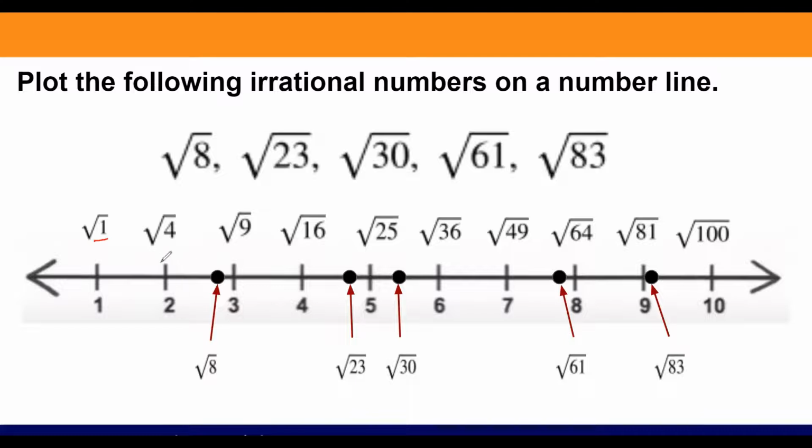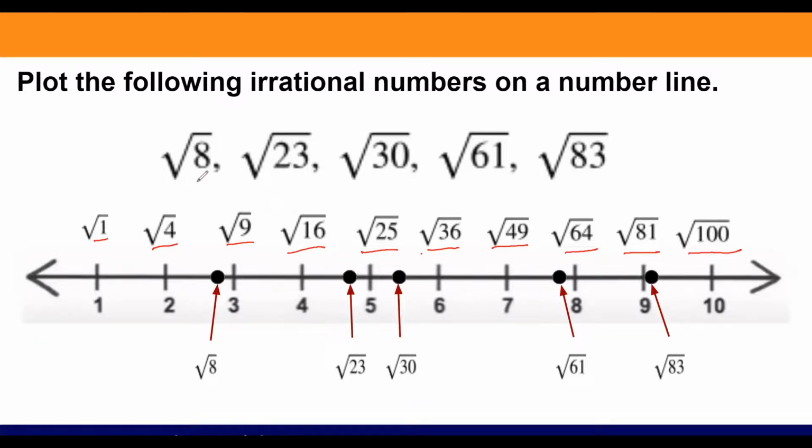Sa number 2, square root of 4. Number 3, square root of 9. Number 4, square root of 16. Then 5, square root of 25. Then 6 is square root of 36. 7, square root of 49. 8 is square root of 64. And then 9 is square root of 81. And then 10 is square root of 100.